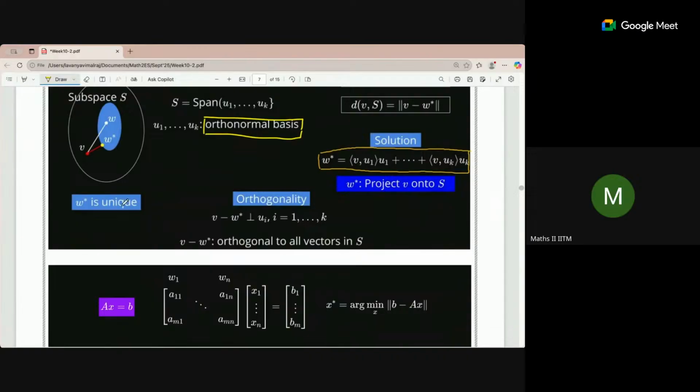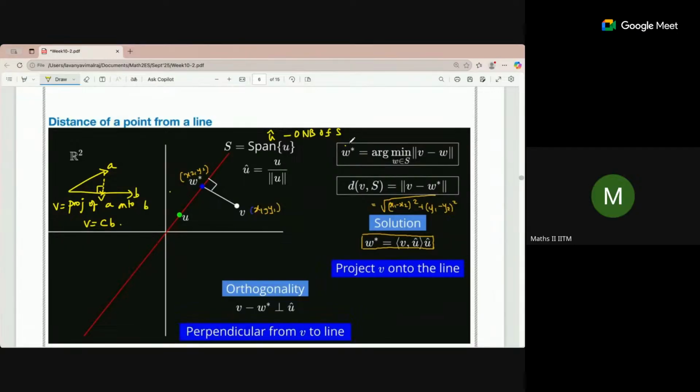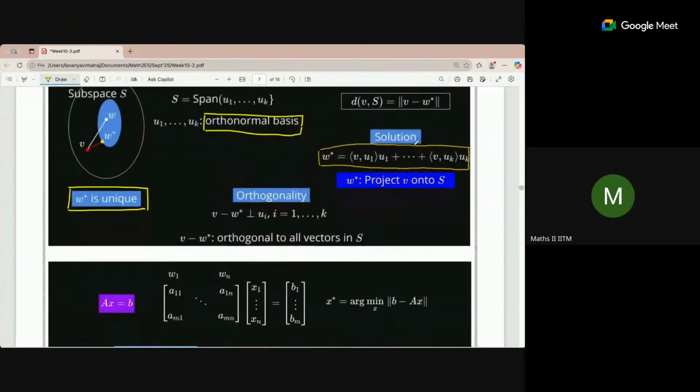Okay, and this W star is unique. Always remember the projection is always unique. This is important, that W star is unique. You cannot have several points where the minimum is obtained. If you have one line and a point, then there is exactly one point where the distance is minimum. You cannot have several points. Exactly one point where the minimum is obtained. That is again an important point.